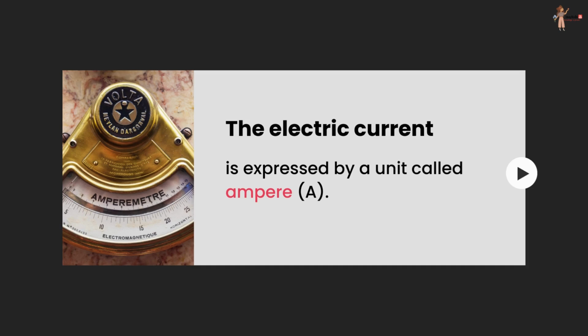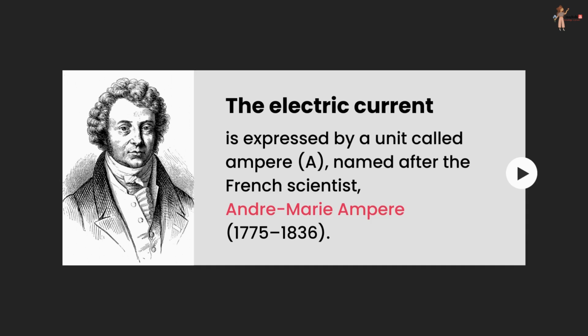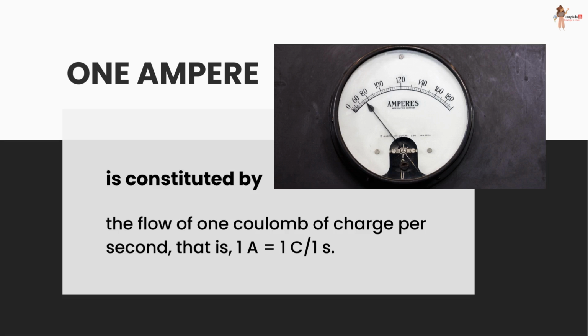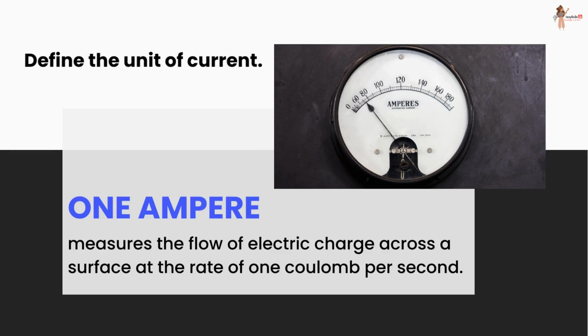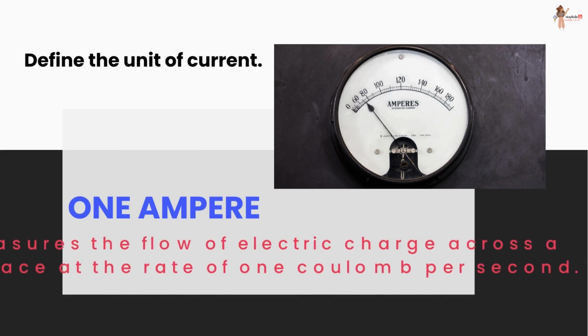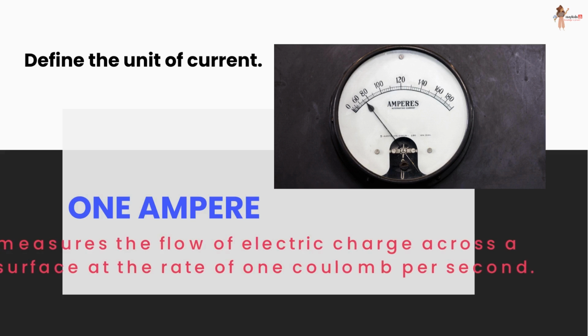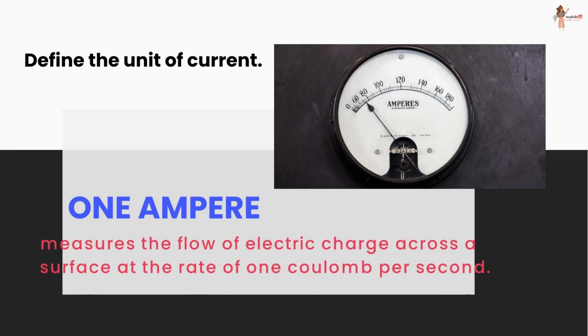The electric current is expressed by a unit called ampere. It is named after the French scientist Henri-Marie Ampere. 1 ampere is constituted by the flow of 1 coulomb of charge per second. That is, 1 A is 1 C by 1 s. This question can come in the form of define the unit of current, and we would say that 1 ampere measures the flow of electric charge across a surface at the rate of 1 coulomb per second.